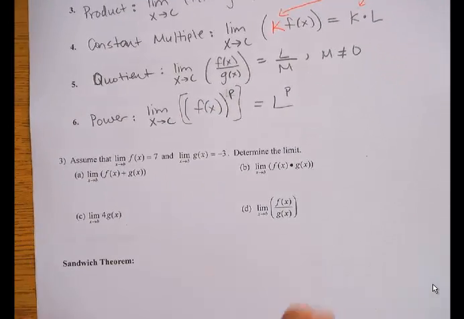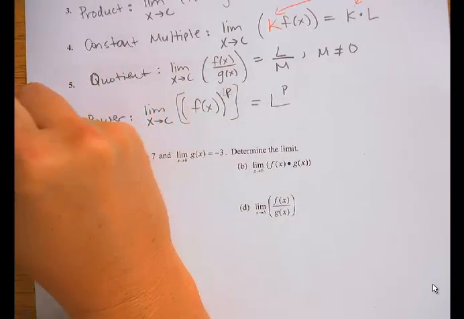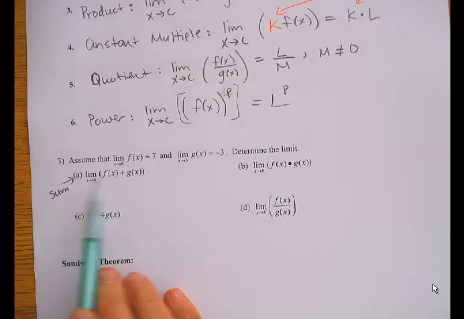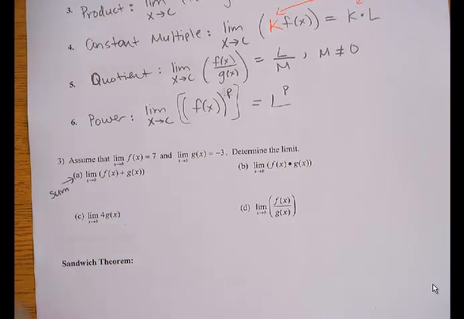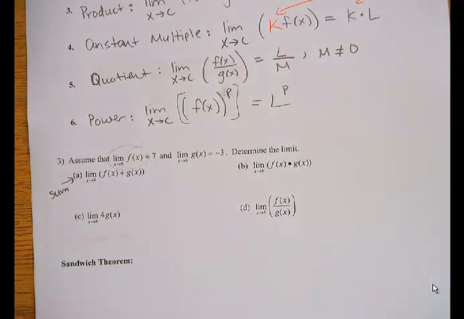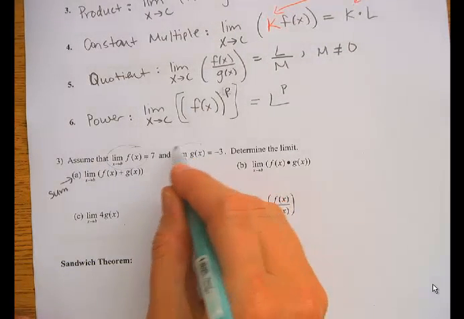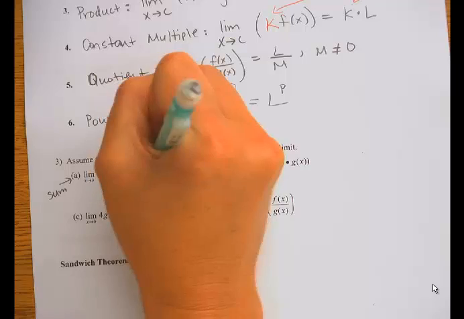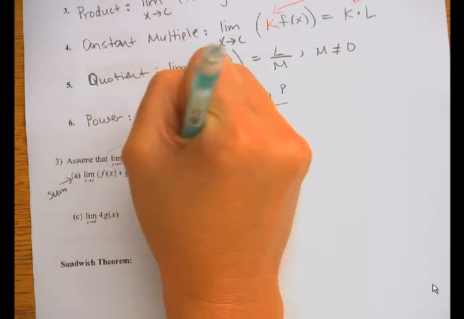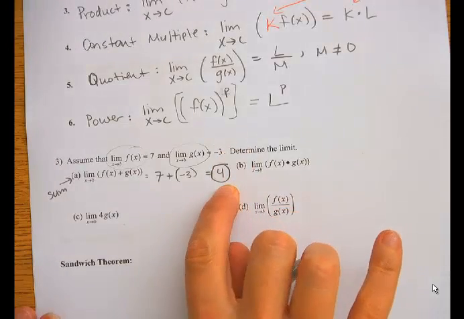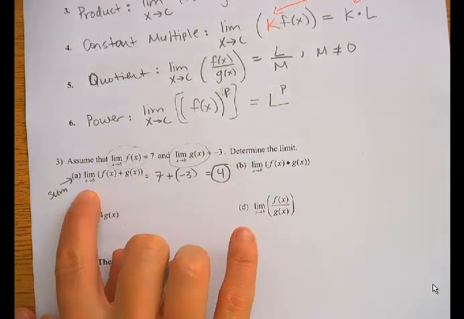And so what this is testing us on right here is the sum property, because it's asking us to find the limit of the sum of two functions. And I know what the limit as x approaches b of f of x is separately, and I know what the limit as x approaches b of g of x is separately. So basically all I have to do is add those limits, 7 plus negative 3. And then that value of 4 is the answer to part A.